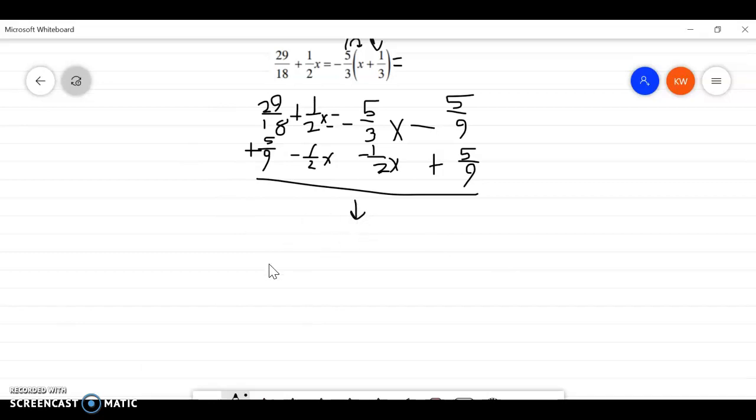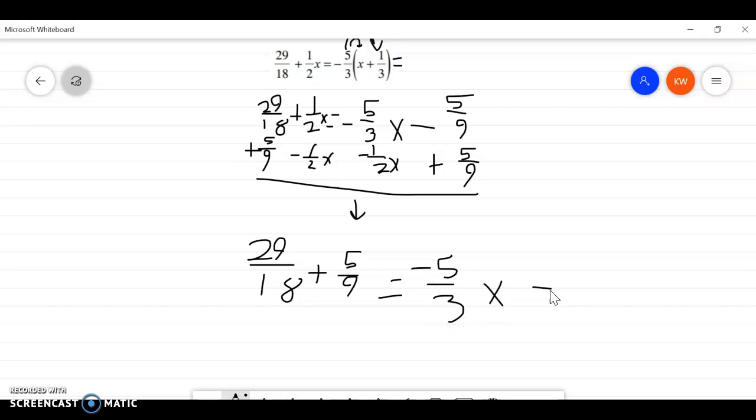So we got over here 29 over 18 plus 5 over 9. And that is equal to, over here we have negative 5/3 x minus negative half x. All right. So we got everything on one side, everything on the other side.